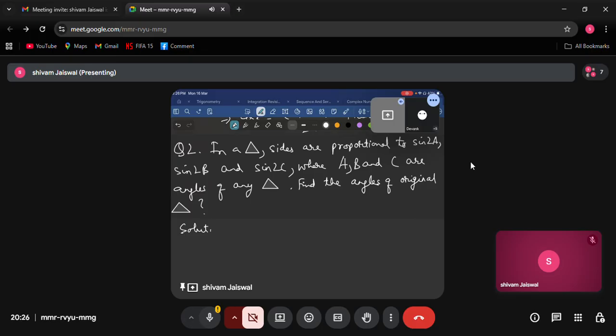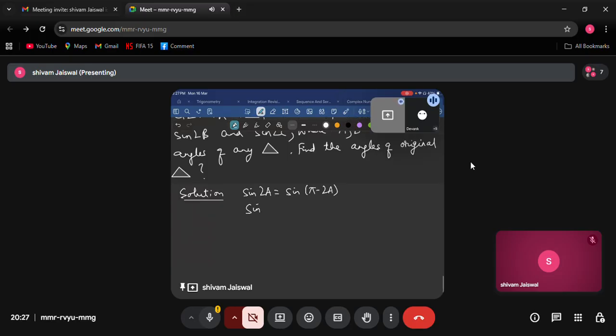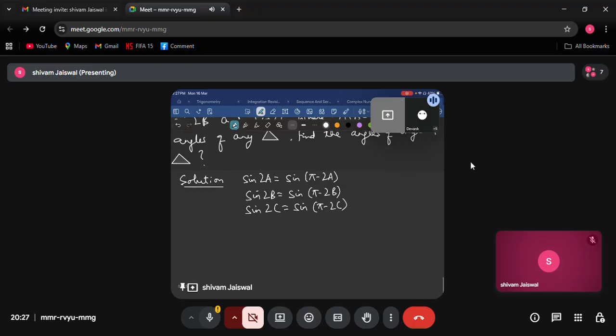Let's see, can I write sine of 2A is equal to sine of pi minus 2A? Can I write sine of 2B is equal to sine of pi minus 2B? And can I write sine of 2C is equal to sine of pi minus 2C? Yes or no, everyone. Sine of 2A equals sine of pi minus 2A, sine of 2B equals sine of pi minus 2B, and sine of 2C equals sine of pi minus 2C.